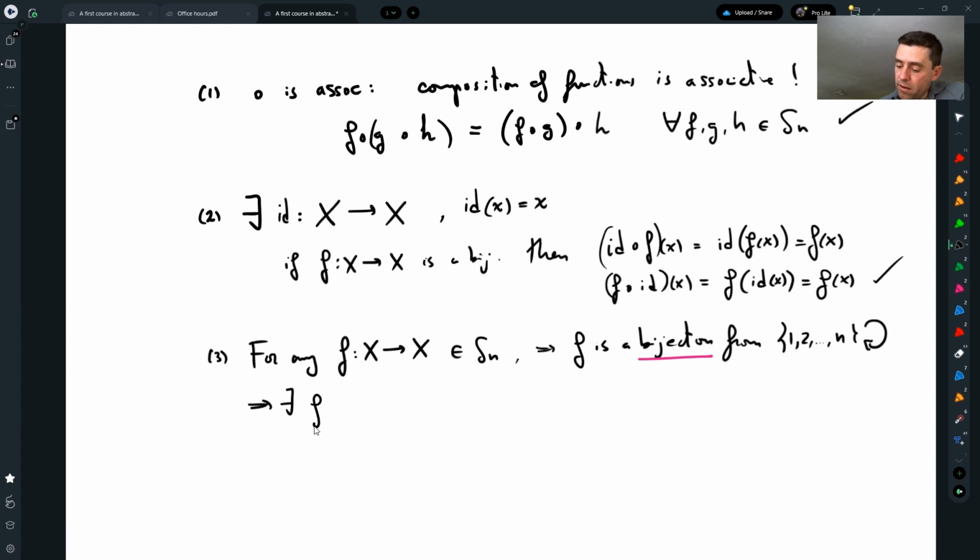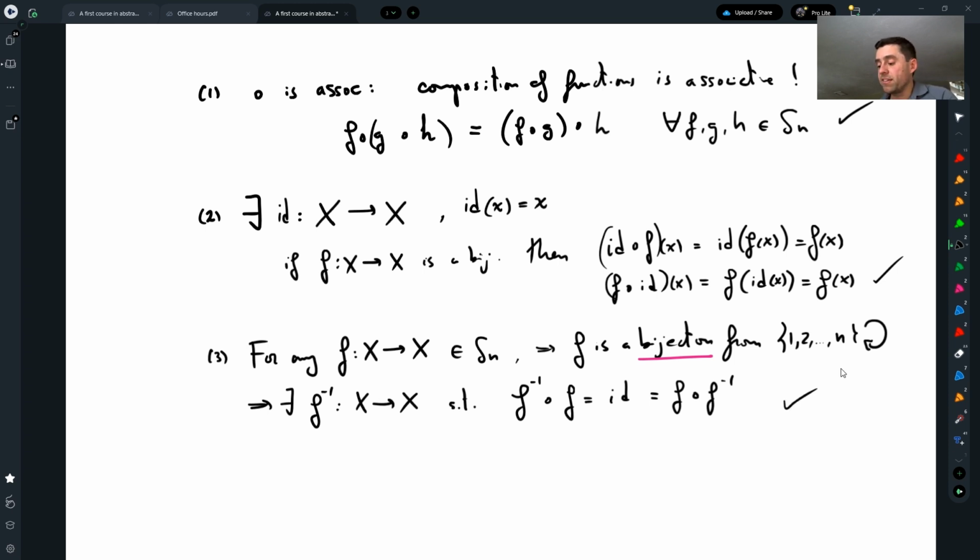There is an inverse function to f that goes from X to X, such that their composition is the identity. That's the property of an inverse function, of a set theoretic inverse function. And in both ways, the inverse gives you the identity. So those are the inverse elements that we need for a group, and therefore Sn under composition is a group. Great. So we have a group.